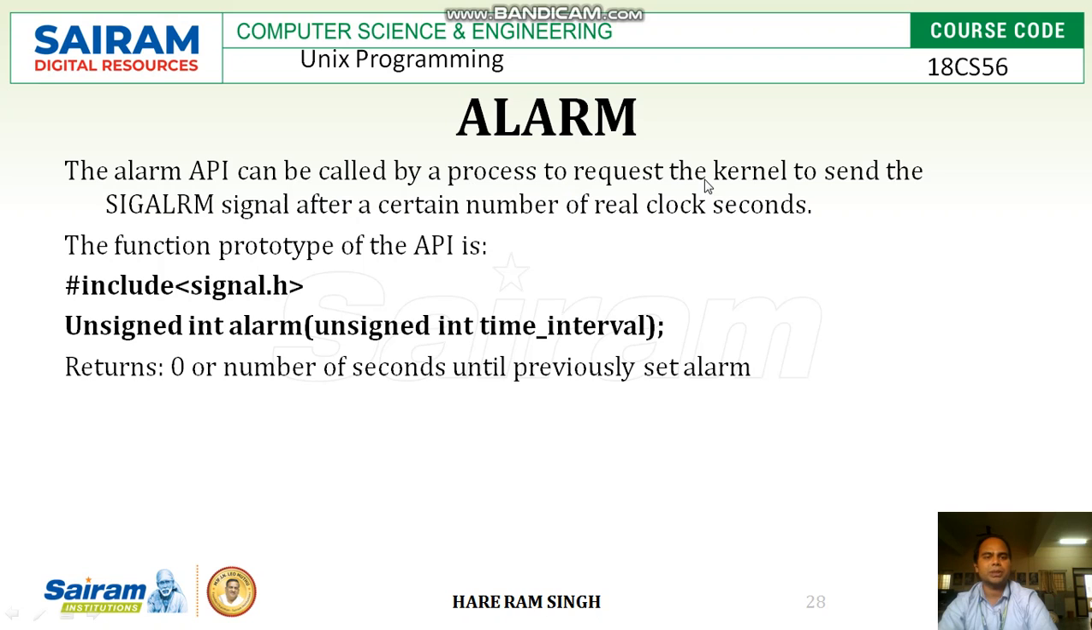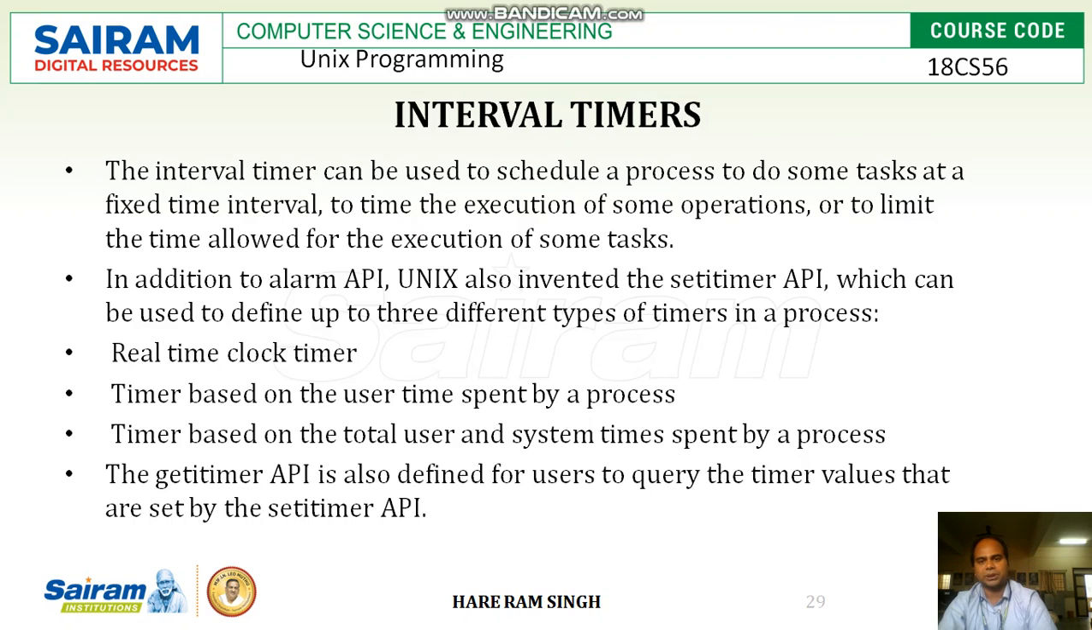Next, alarm. The alarm API can be called by a process to request the kernel to send the SIGALRM signal after a certain number of real clock seconds. So this signal is sent after a certain number of real clock seconds gets over. Its prototype is: unsigned int alarm(unsigned int time_interval). It returns 0 or the number of seconds until a previously set alarm. The value will be set for a particular time, and at that particular instant this signal will be sent to the process.